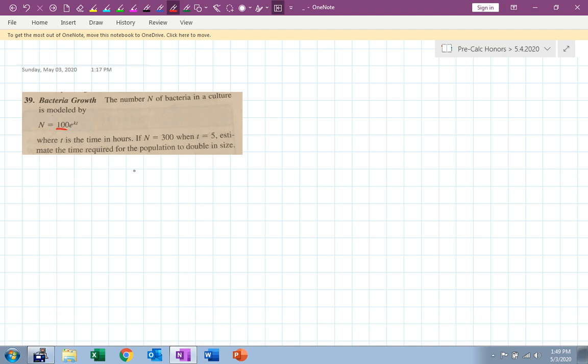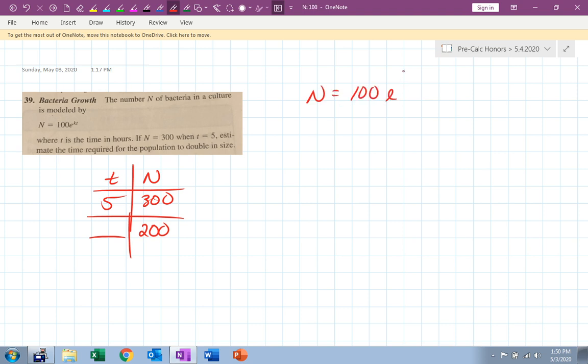Well, we have a t and an N column. We know when t is 5, N is 300. They gave us that. But it wants to know what time it is for this thing to double. If the initial amount is 100, it wants to know how long it's going to take for this thing to be 200. So again, we're going to use the equation that it gives us, very similar to the one we did in the past. We're going to use that 5 and 300 to figure out k.